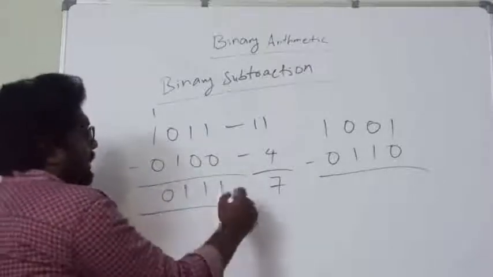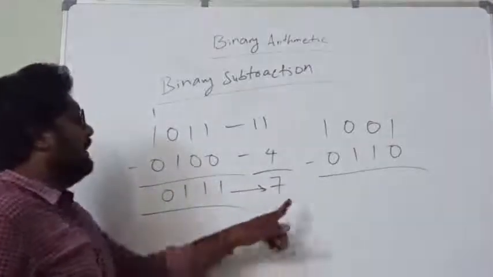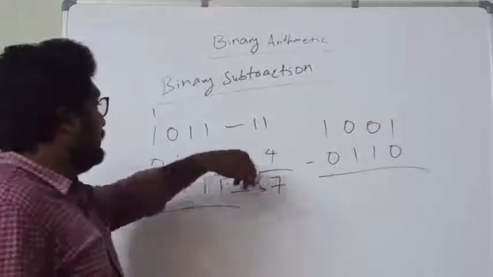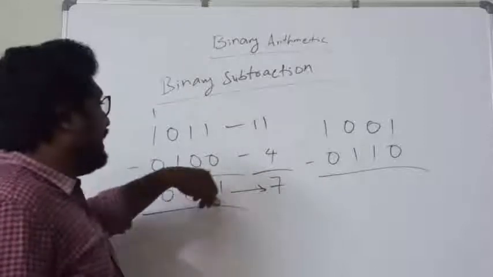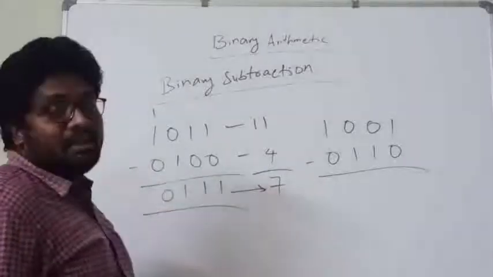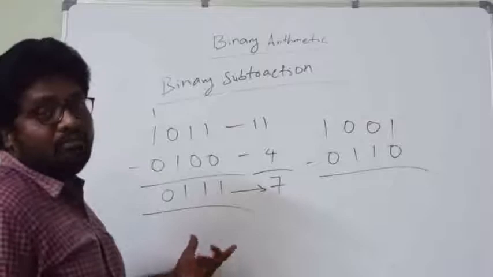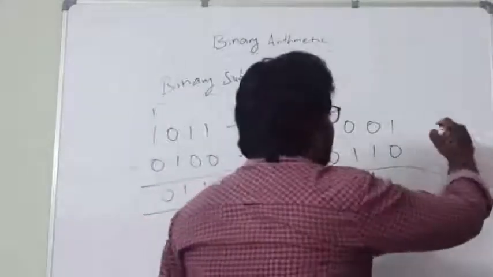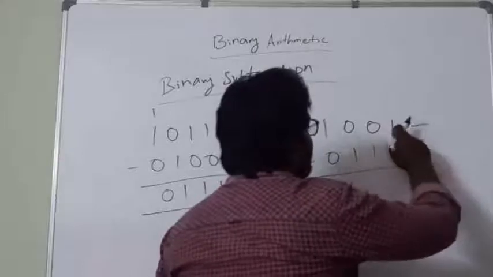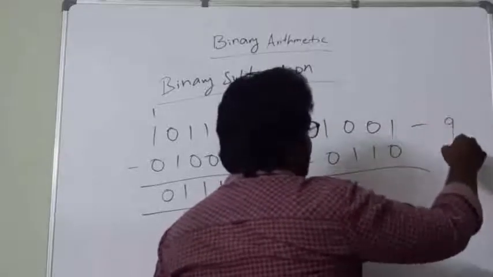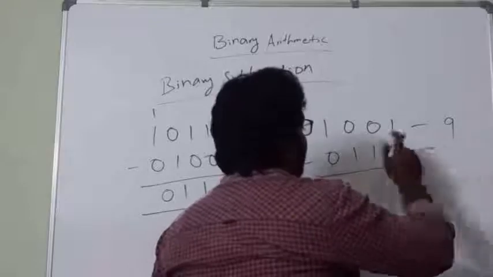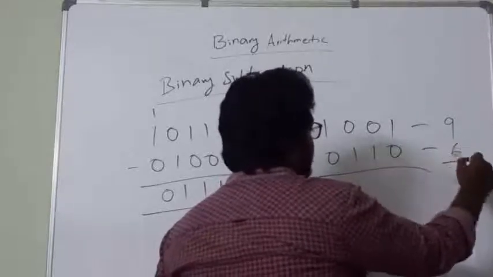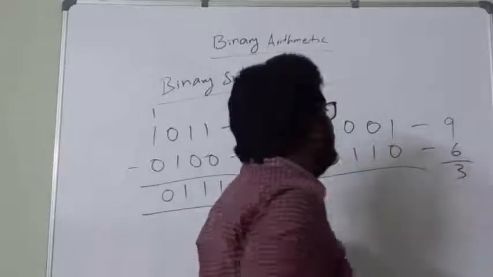So this is the binary equivalent for the decimal number 7, right? So both binary subtraction and decimal subtraction have become equal, right? Let us take one more example. The binary equivalent for this 1 0 0 1 is 9. The binary equivalent for 0 1 1 0 is 6. So the resultant will be 3.